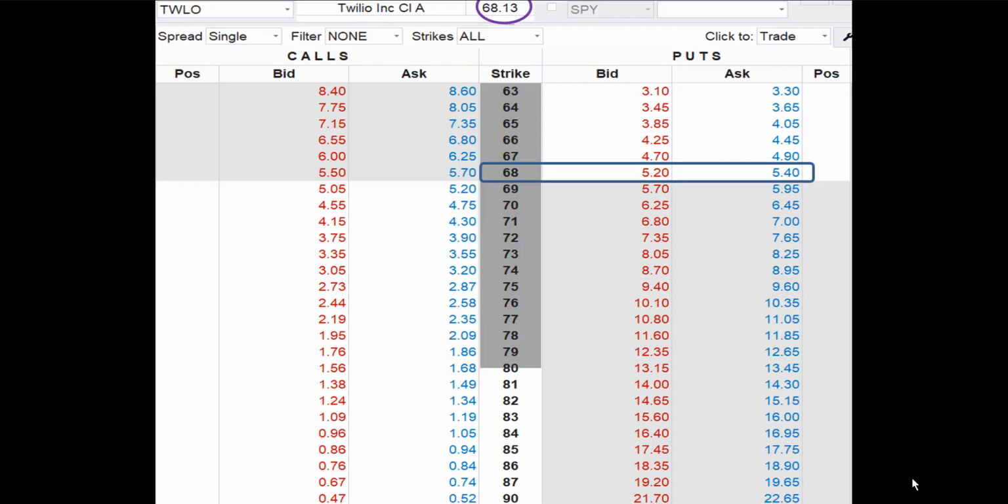Here's most of the TWLO option chain for October 21. TWLO closed at 68.13 on Friday. That means any puts on the list from 90 to 69 are in the money. Let's take a look at the profit potential for purchasing the TWLO 68 strike put, which is the closest strike to the current price of the stock. The bid-ask spread for the 68 put is 5.20 to 5.40. We try to enter at the midpoint, so we use 5.30 as the buy price.